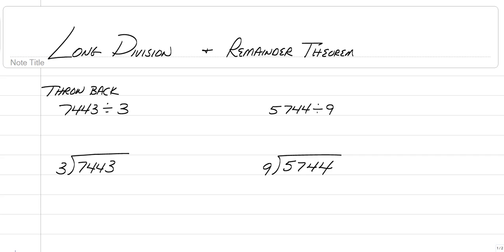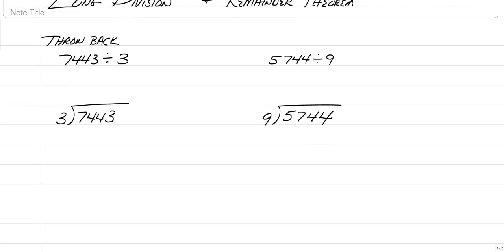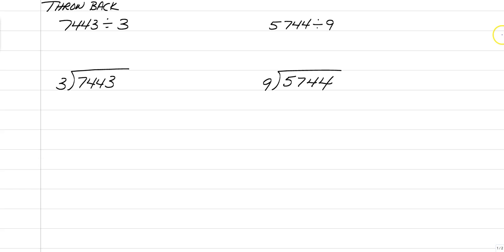Alright y'all, we're about to kick it old school on this video because we're going to go back to long division. Back in the day, you learned how to divide 7,443 by 3. And what you did is you wrote 7443 in a house, and then you put a little 3 out front, and then you started asking yourself some questions.